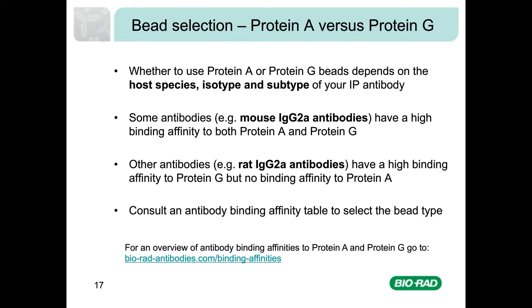For some rat IgG subtypes, such as rat IgG2A, it is, however, critical to use protein G beads. Protein A beads cannot be used, as rat IgG2A has no binding affinity to protein A. Beads coated with protein G should therefore exclusively be used when performing an IP with an antibody of this rat IgG subtype. In general, it is best to consult an antibody binding affinity table to ensure that you are selecting the optimal bead type. For an overview of antibody binding affinities to protein A and protein G, please go to the Bio-Rad-antibodies.com website and enter /binding-affinities.